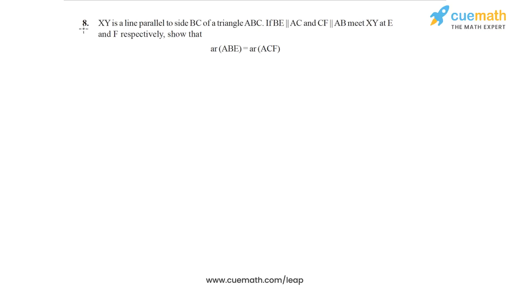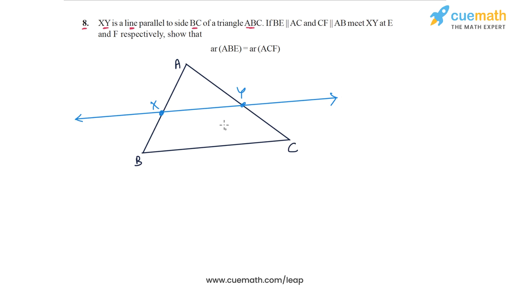In question 8, the problem statement says XY is a line parallel to side BC of a triangle ABC. So here I've drawn a figure with triangle ABC and a line parallel to BC which intersects AB and AC at X and Y. Then the problem says if BE is parallel to AC and CF is parallel to AB.